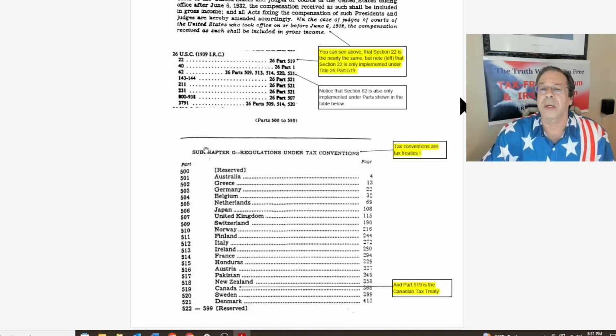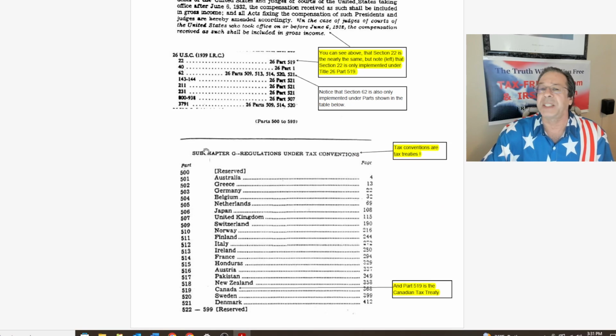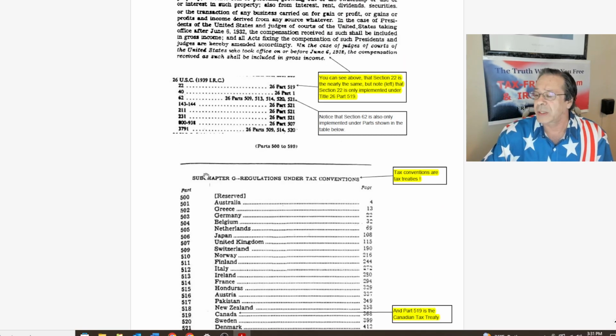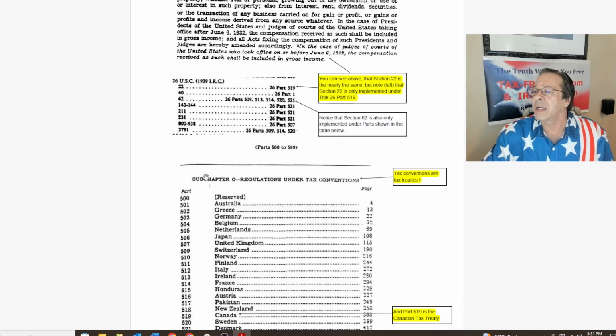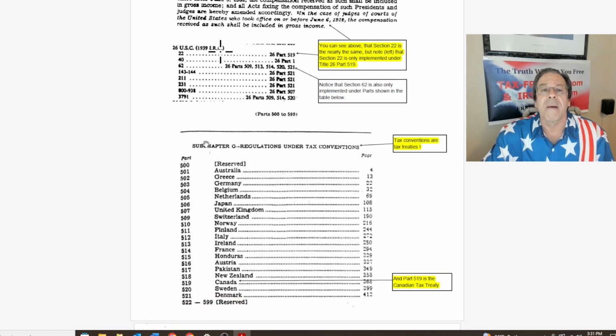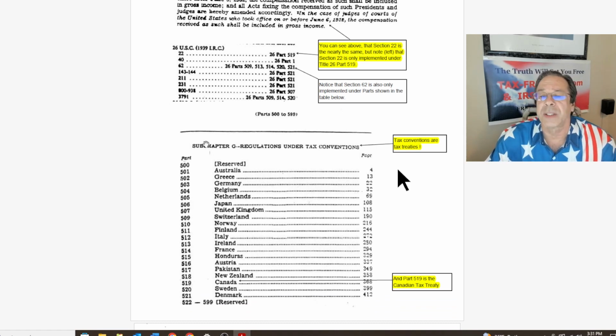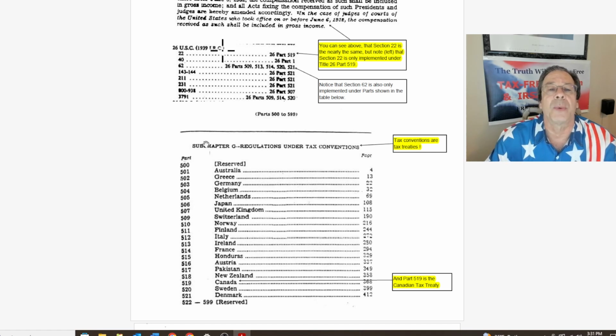You have to search deep into the Code of Federal Regulations to find the implementing regulations for the code section. And what you find is that there is no implementation for Section 61 anywhere in the regular code sections. You have to get to this special little table, 26 USC, from the 1939 code. Section 22, here it is. Remember Section 22? The predecessor to Section 61? And how is Section 22 implemented? Under 26 Part 519. Well, wait a minute.